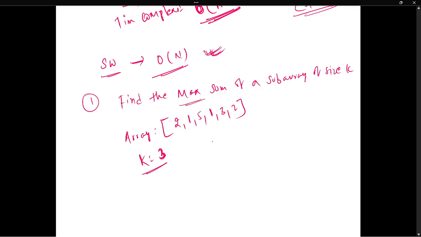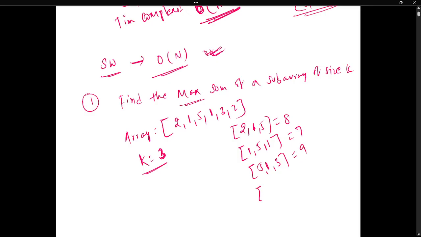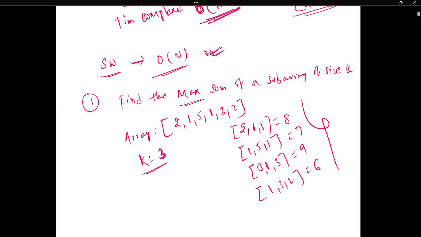First, let's analyze the brute force way. We have 2 1 5, the sum is 8. Then we have 1 5 1, which is 7. Then we have 5 1 and 3, which is 9. And then we have 1 3 and 2, which is 6. These are the possible subarrays of size 3. If you compare all the subarray sums, the maximum sum is 9, and that is what we have to find: the maximum sum of a subarray of size k.